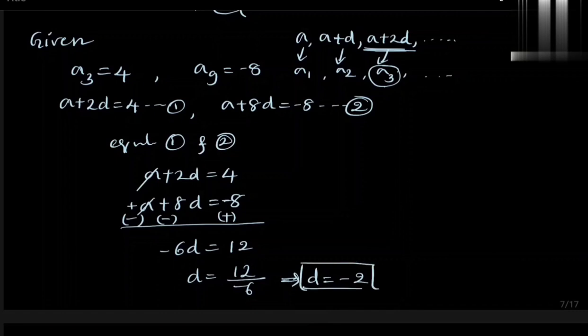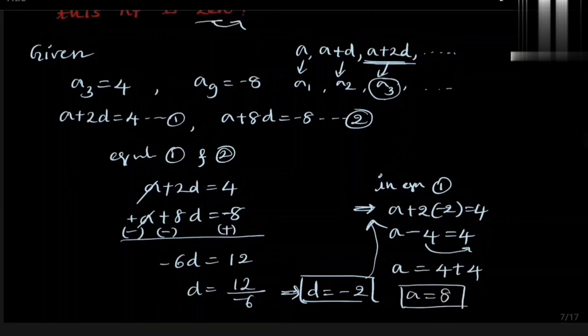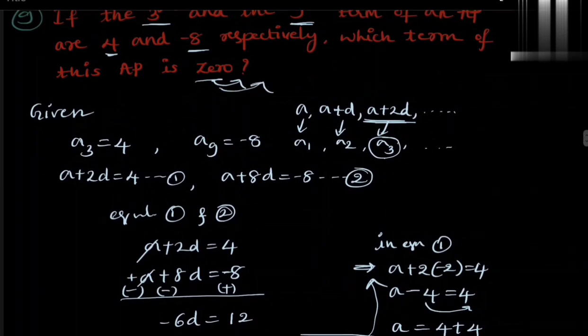So next we want the first term of this AP. So substitute the common difference in equation 1. So that implies A plus 2 into minus 2 is equal to 4. So here A plus 2 into minus 2, minus 4, is equal to 4. Move minus 4 to this side. Therefore A is equal to 4 plus 4. So A is equal to 8. So here the first term is 8 and the common difference D is equal to minus 2. So now we want to find 0 is which term in this AP.